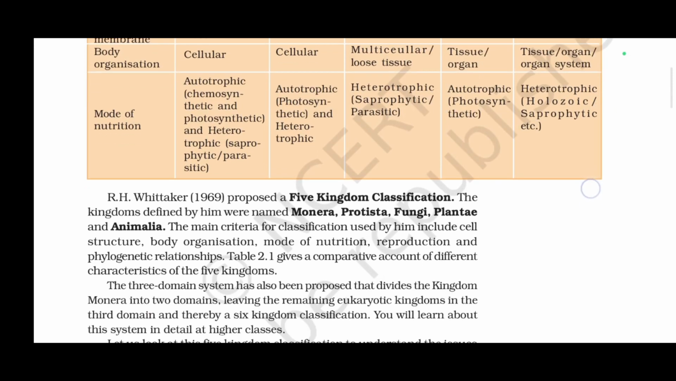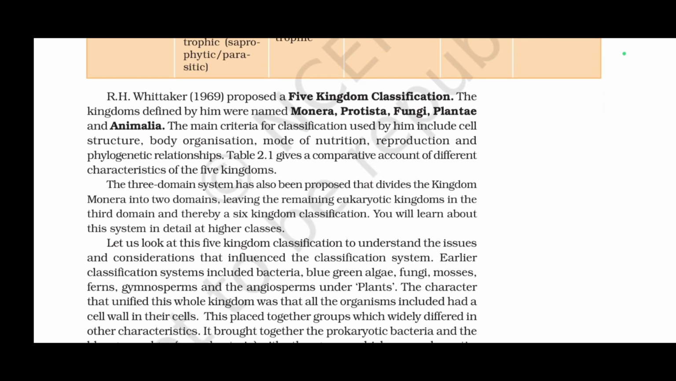Now, R.H. Whittaker in 1969 proposed a five kingdom classification. The kingdoms defined by him were named Protista, fungi, Plantae, Animalia, and Monera. The main criteria for classification used by him include cell structure, body organization, mode of nutrition, reproduction, and phylogenetic relationship.